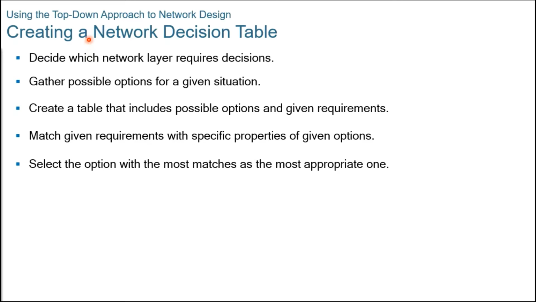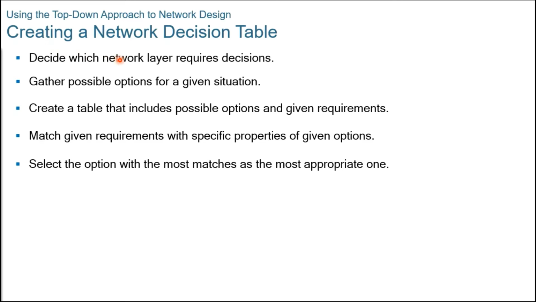Decision tables in network design. So that is creating a network decision table. Decision tables are used for making systematic decisions when there are multiple solutions or options to a network issue or problem. Decision tables facilitate the selection of the most appropriate option from many possibilities and can be helpful for justifying why a certain solution was chosen.